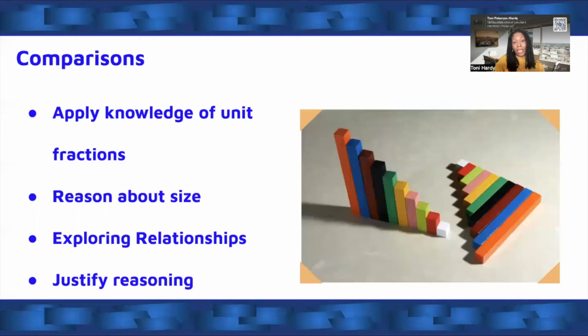So we'll be looking at comparisons where we will be applying a knowledge of unit fractions, reasoning about size, exploring relationships and justifying reasoning, which is huge. Now these little tools here, these are called Cuisenaire rods.